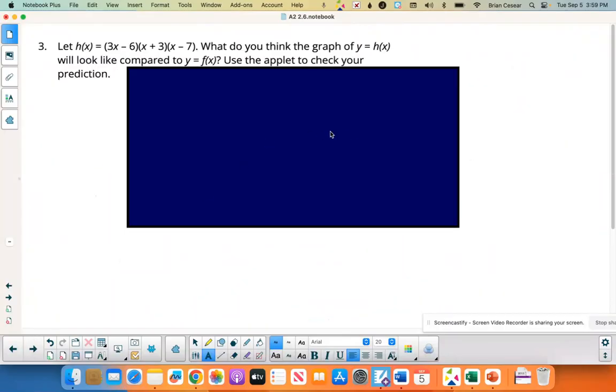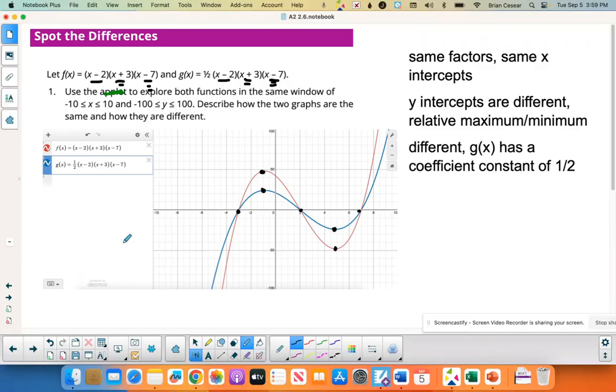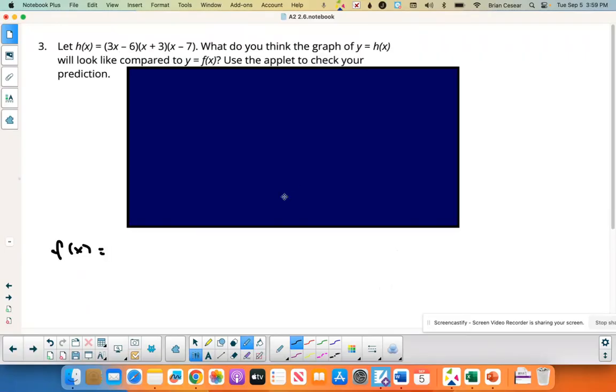All right, here's another one. So I'm going to write the f of x here. So f of x was, let me go back, x minus 2 times x plus 3 times x minus 7.